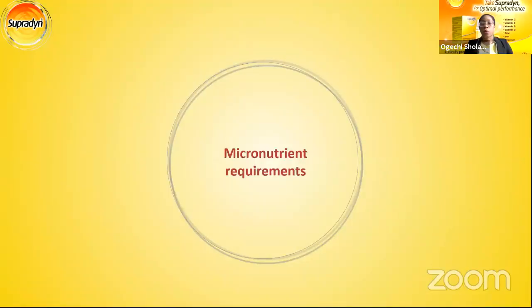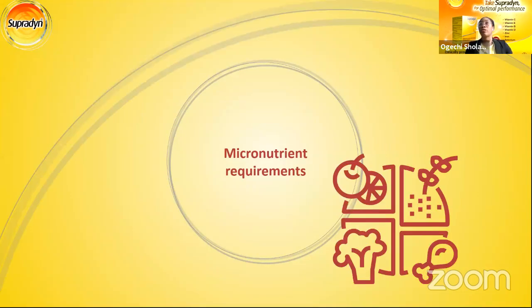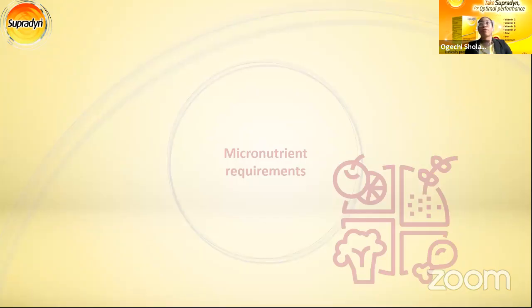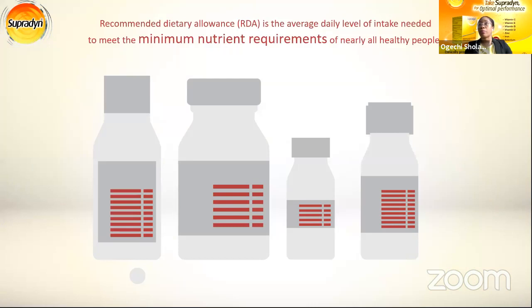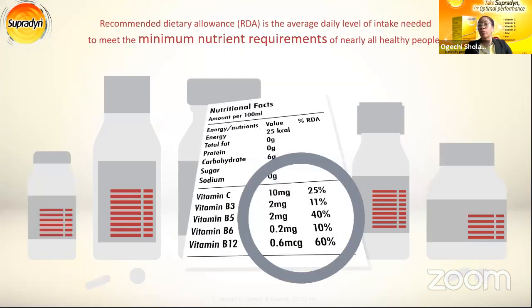So having said that micronutrients are very important, what are the requirements? That's what people will ask. How much of the micronutrients do we need to ensure that our bodies are functioning optimally and we have phenotypic flexibility and we're able to maintain homeostasis in our bodies? There's what we call the recommended dietary allowance, which is the average daily level of intake needed to meet the minimum nutrient requirements for nearly all healthy people.